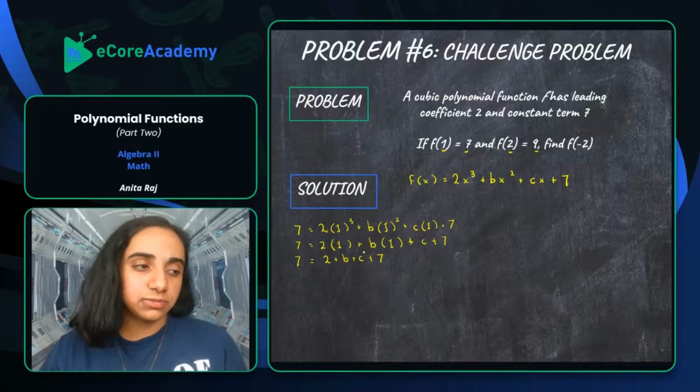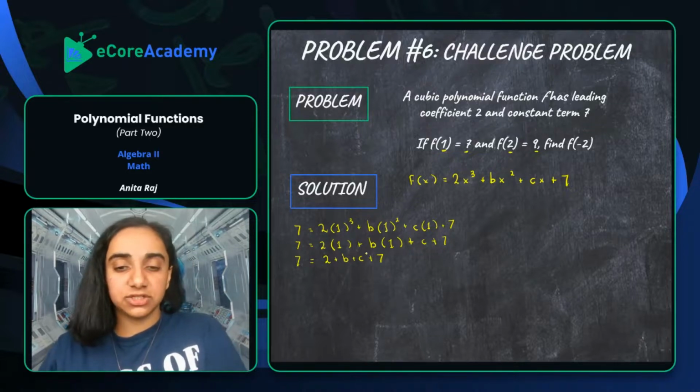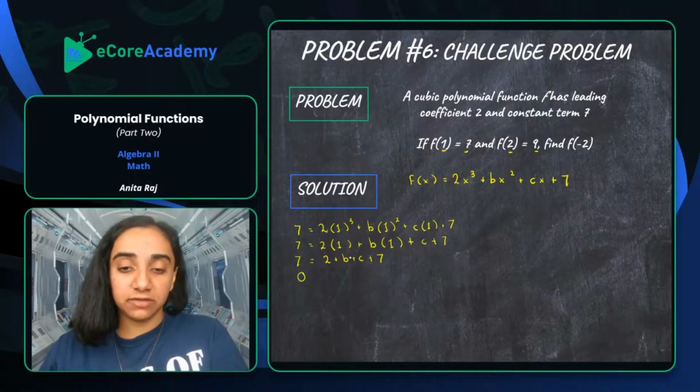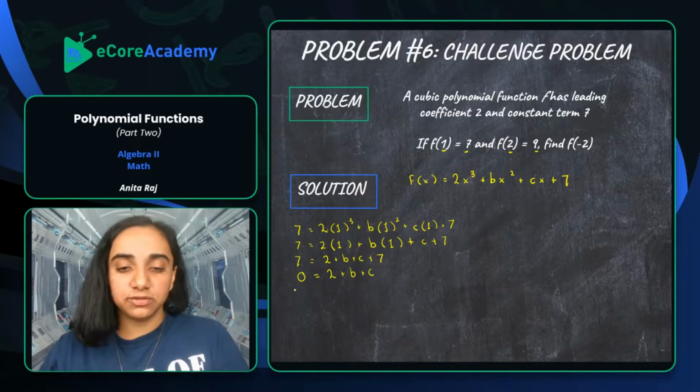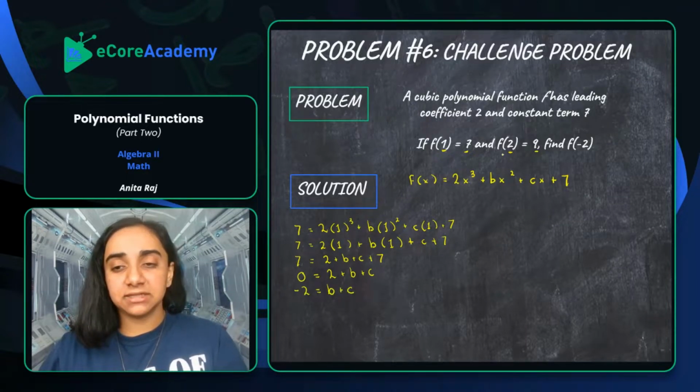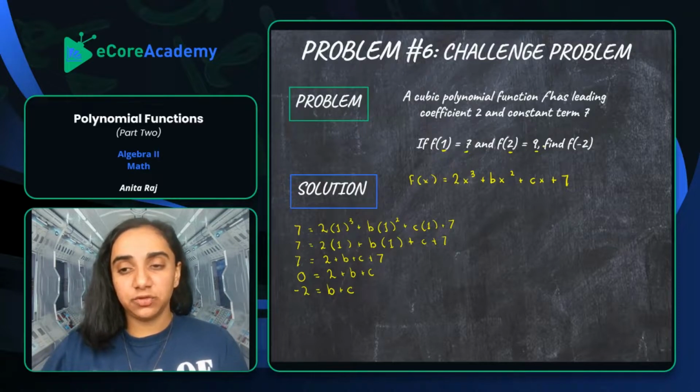Now we want to subtract the 7 from both sides just to get rid of it, because we can do that to simplify it. So we get 0. So 7 minus 7 is equal to 0. 0 equals 2 plus b plus c. And let's try to get these variables on one side by themselves. So we're going to subtract the 2 from both sides and get negative 2 equals b plus c. We're going to repeat this exact same process, but using the information that f of 2 equals 9.